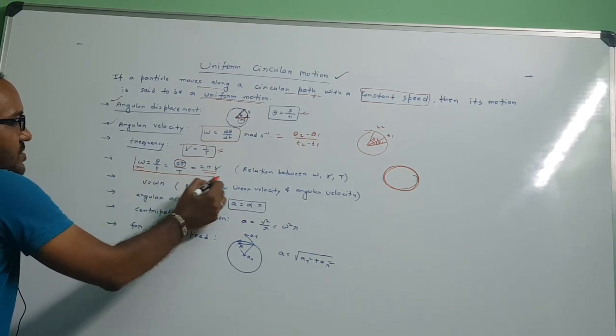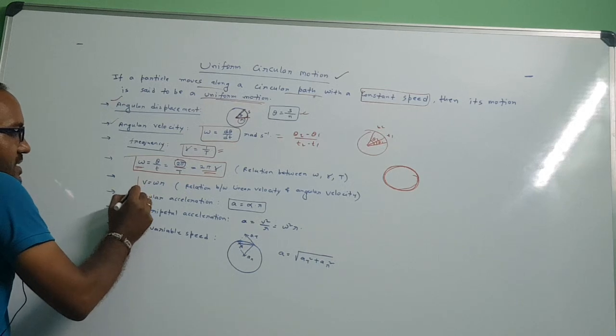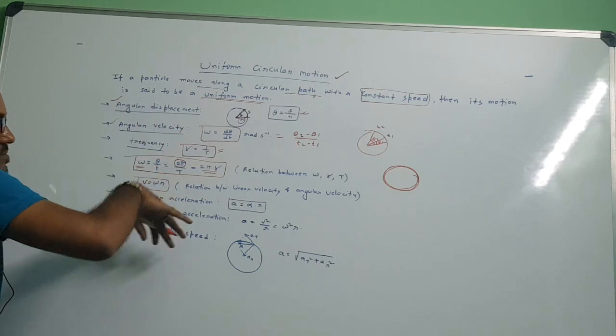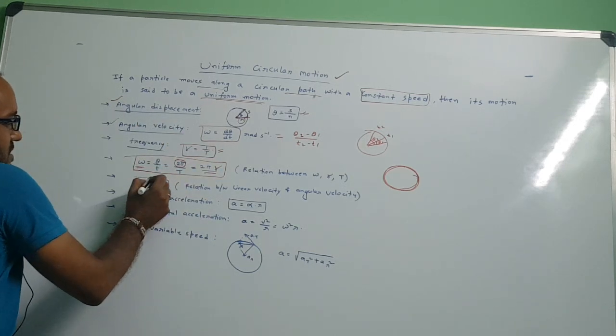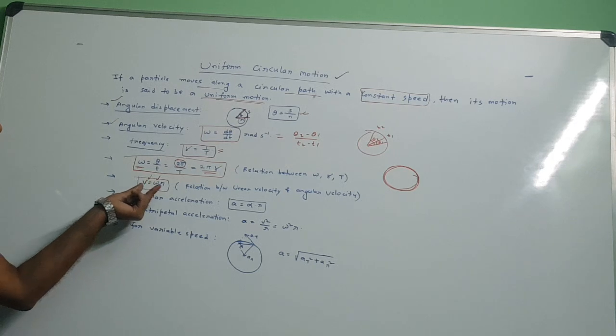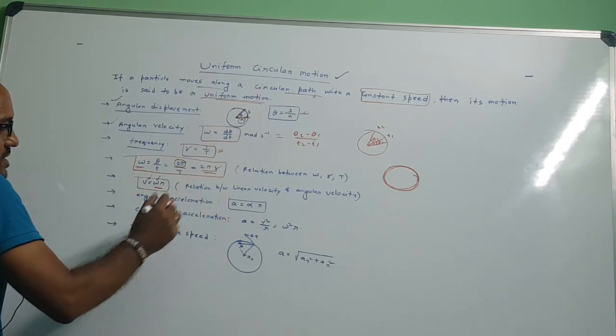So omega equals 2 pi f or 2 pi nu. Remember this. Now we have another relation. We don't have to derive these things, this is not in our syllabus, but we will use these relations. So this is the relation between linear velocity and angular velocity, that is v equals omega into r. r is the radius vector, remember.